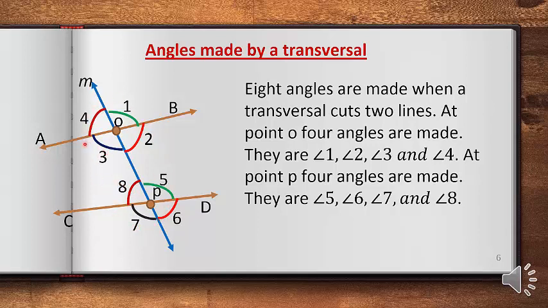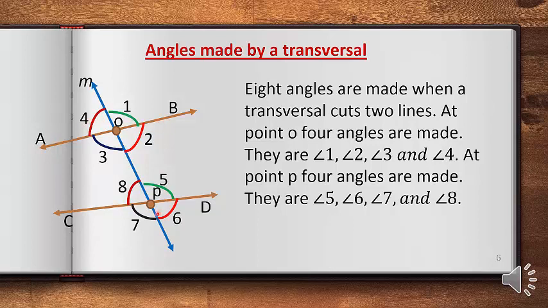Now see here children, angle 1 is adjacent to angle 2, angle 2 is adjacent to angle 3, angle 3 is adjacent to angle 4, angle 4 is adjacent to angle 1. And also children, angle 1 and angle 2 form a linear pair since M is a straight line. Now angle 2 and angle 3 too form a linear pair since AB is a straight line. Angle 3 and angle 4 too form a linear pair since M is a straight line. Angle 4 and angle 1 too form a linear pair since AB is a straight line.